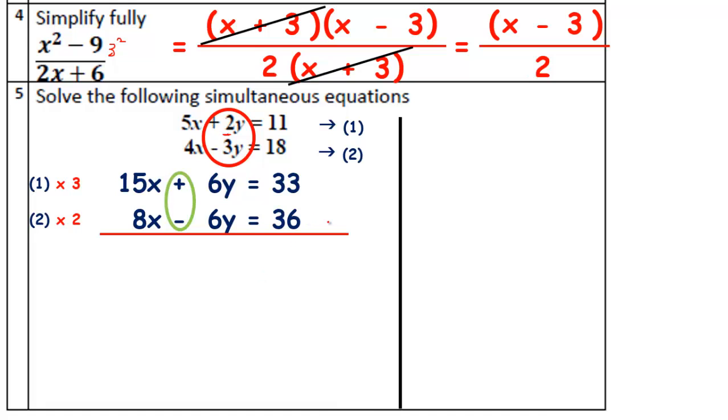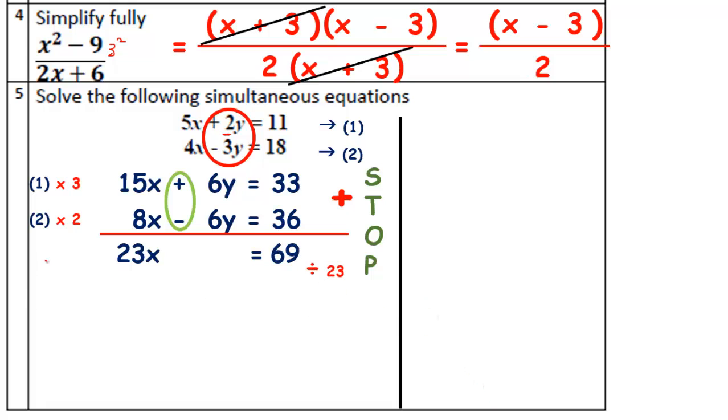At this point, I need to write down stop. The same you take away, the opposite you plus. But because they're opposite signs, I'm going to plus. 15 plus 8 is 23. The y's cancel out. Remember, they always disappear here. And when I add these, I'm going to get 69. I'm going to do 69 divided by 23.